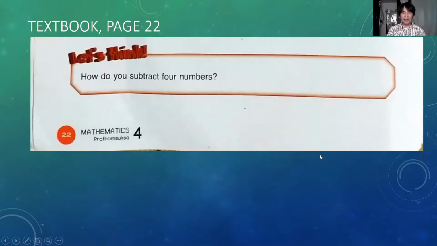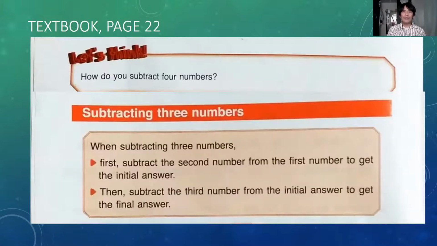Now my question is, how do you subtract 4 numbers? To subtract 4 numbers, it's the same as when subtracting 3 numbers. Just add the 4th number. Just add one rule here. Subtract the 3rd number from the initial answer, then subtract the 4th number from the previous answer to get the final answer.